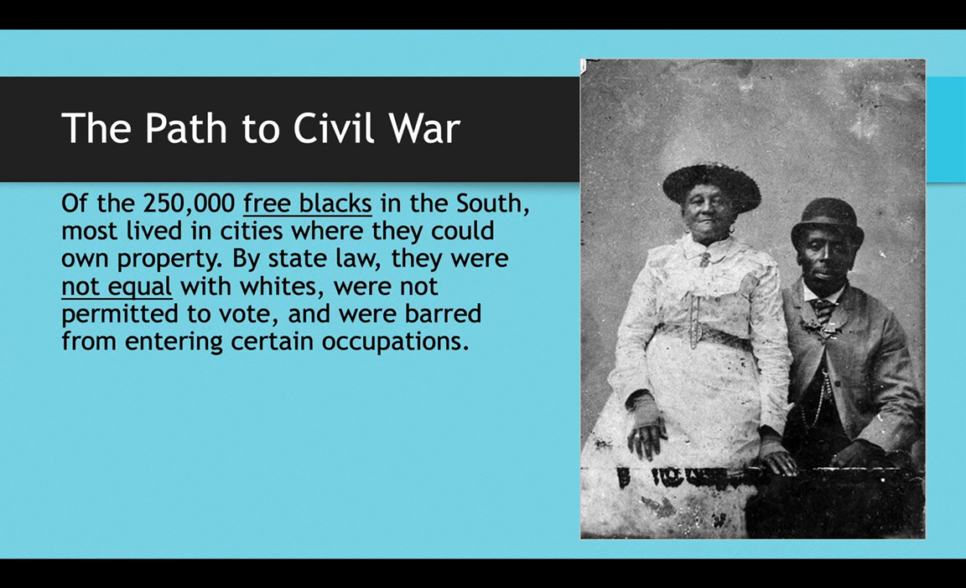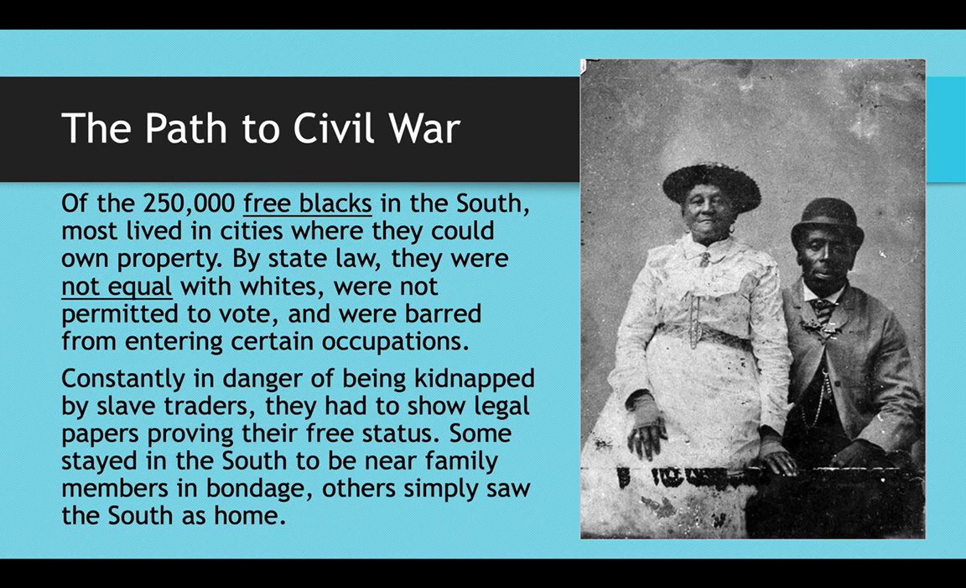Now, even though they were free, by state law they were not equal with whites, really in any states, North or South, but especially in the South. They were not permitted to vote. They were barred from entering certain occupations. A lot of times they were not allowed to carry weapons. And they were constantly in danger of being kidnapped by slave traders. They had to show legal papers proving their free status. They had to carry their papers with them all the time. And if they lost them, then they were in serious danger of being re-enslaved.